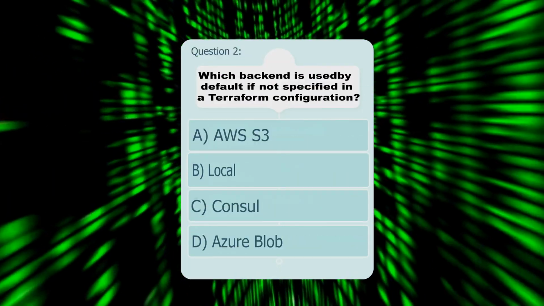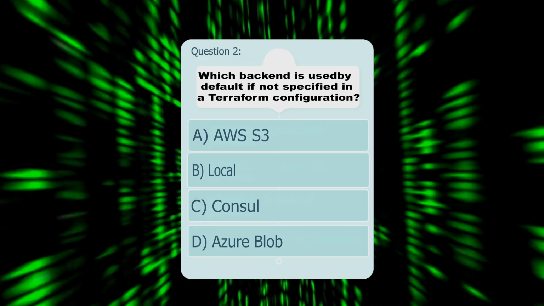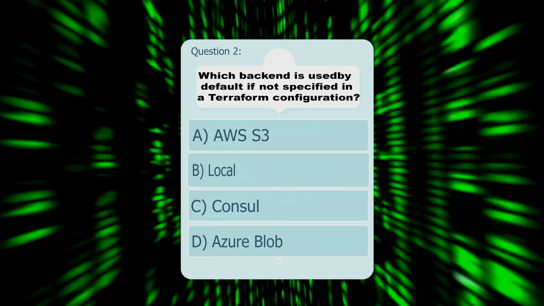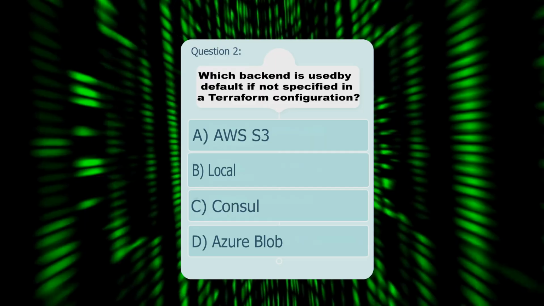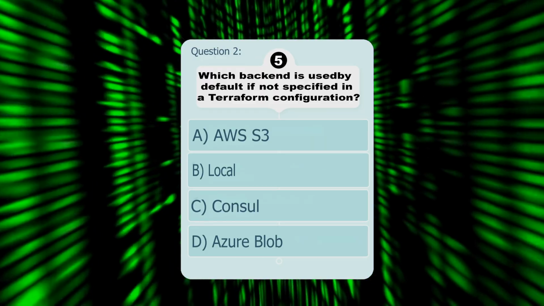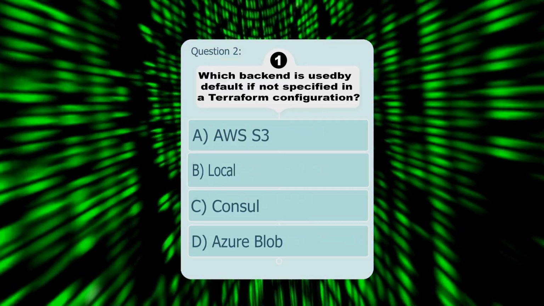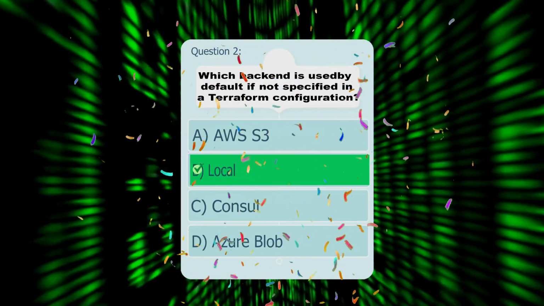Question 2. Which backend is used by default if not specified in a Terraform configuration? A. AWS S3. B. Local. C. Console. D. Azure Blob. Answer. B. Local.